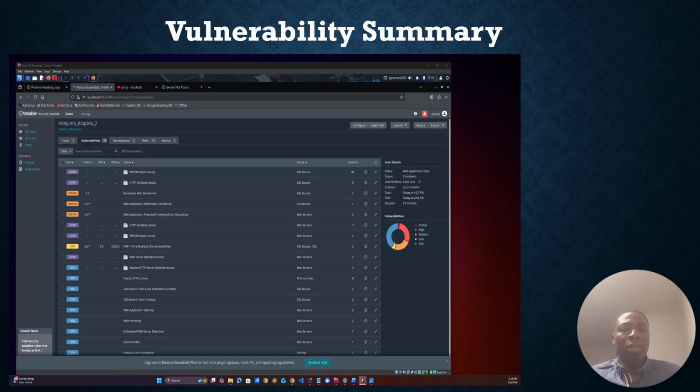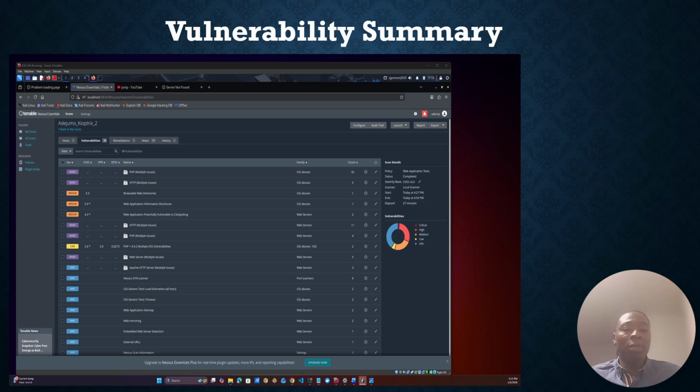This Nessus scan against Gaprix 2 reveals a broad spectrum of vulnerabilities, including critical and high severity issues across PHP, HTTP, and Apache components. The scan used the web application test policy and completed in 27 minutes. Key findings include multiple CGI abuses, cross-site scripting exposures, clickjacking risk, and browsable directories.